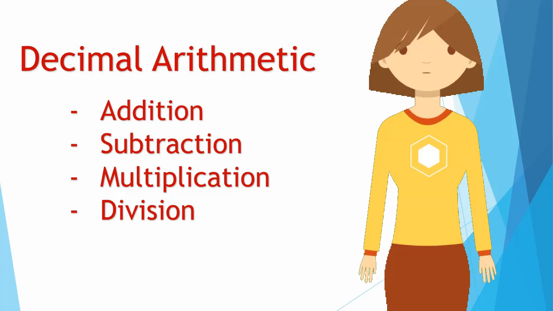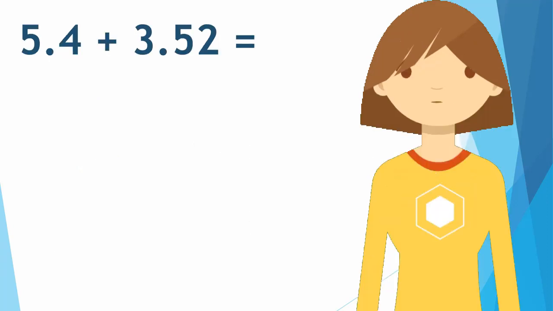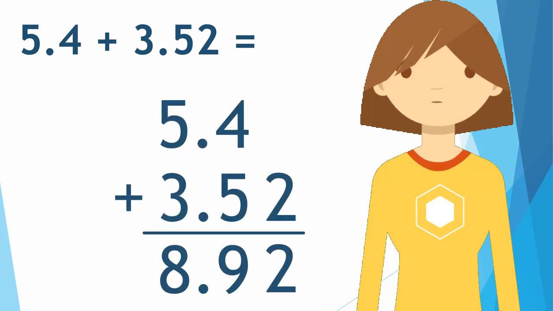The procedure for decimal arithmetic is basically the same as for whole numbers except for a few differences. While adding or subtracting decimal numbers, the decimal point must be in a straight line, and in the answer line as well it must be aligned straight like this. Can you add these decimal numbers? Yes, that's correct. Stack the numbers straight to get 8.92. If any digit is missing, then just add a 0 for easy calculation.